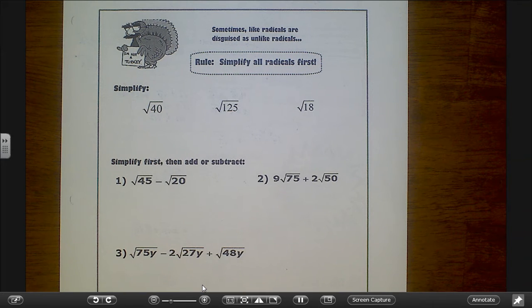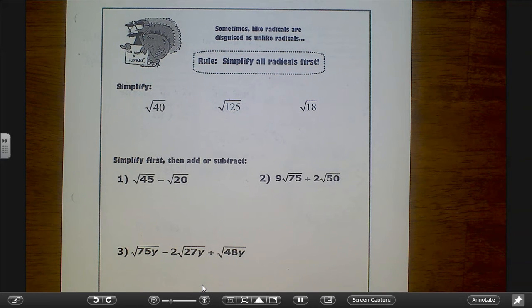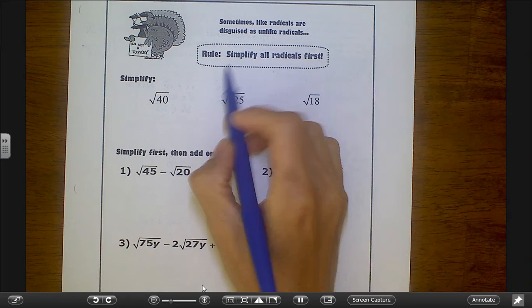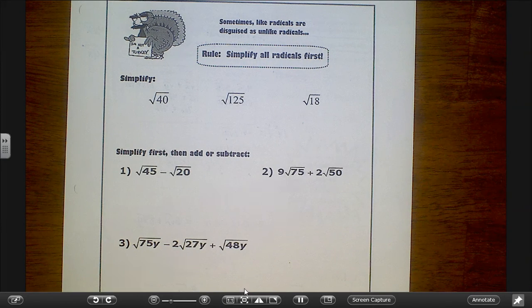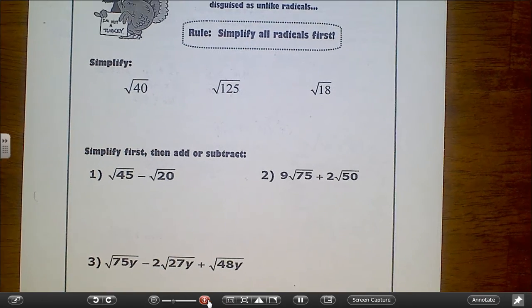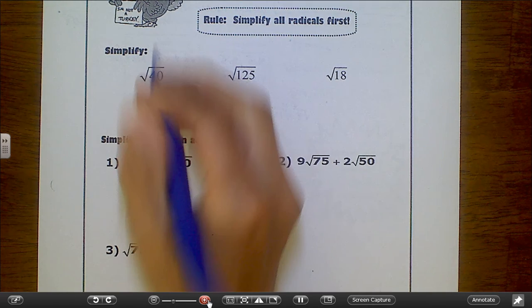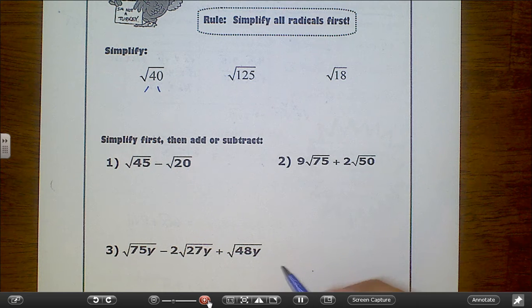So yes, he is. But anyway, like I said, excuse me, in the beginning of this, sometimes radicals are disguised as unlike radicals, even though they are like radicals. So your rule, like I said on the other side, is simplify all radicals first. And we'll just remember how to do that real quick. So remember, we're simplifying radicals. This is what we did Tuesday. Well, yeah, just yesterday, I guess.